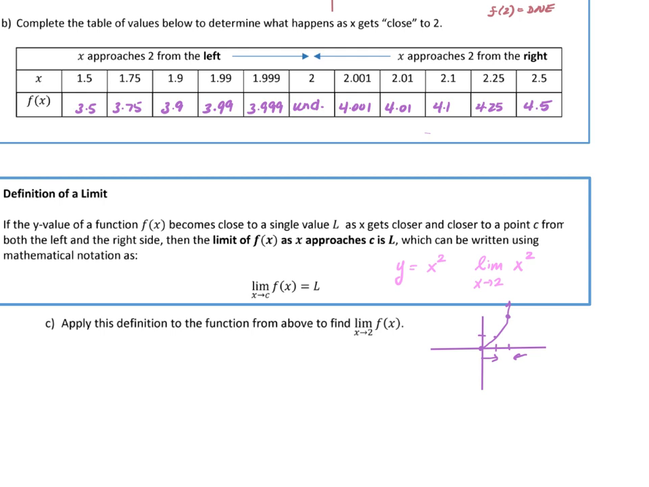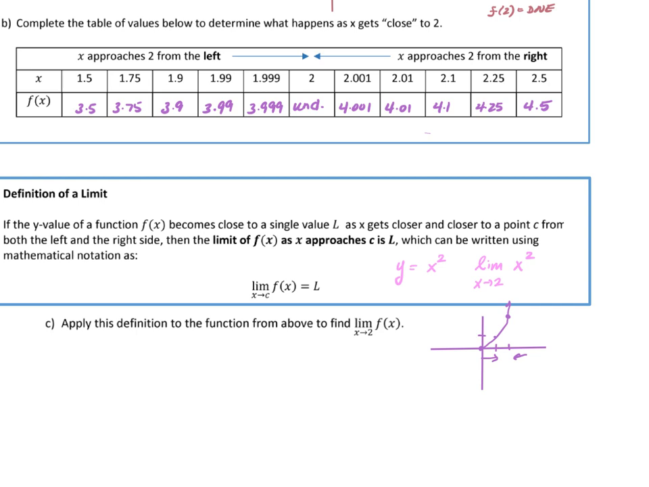Okay, so there's no hole, there's no gap, there's nothing of concern. So you're really actually just plugging in the x value to get the y value. So the limit is the point in this case. Okay, so as I get closer to 2, it still reaches 4.